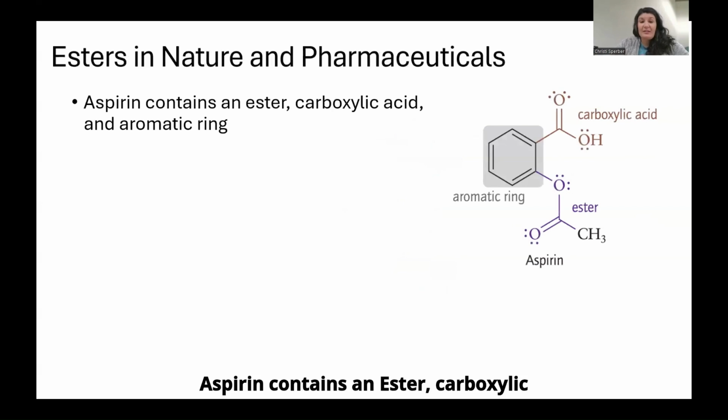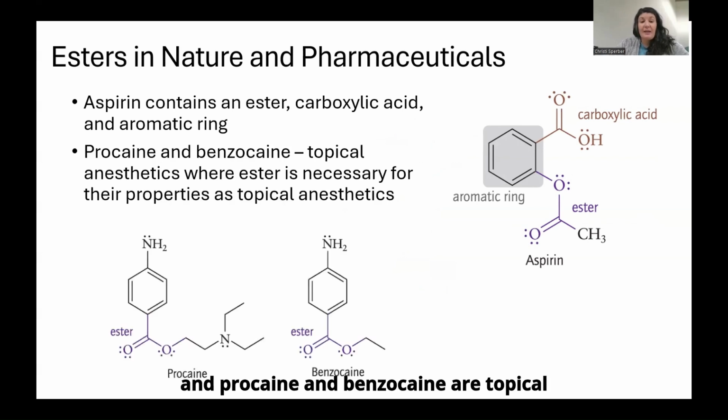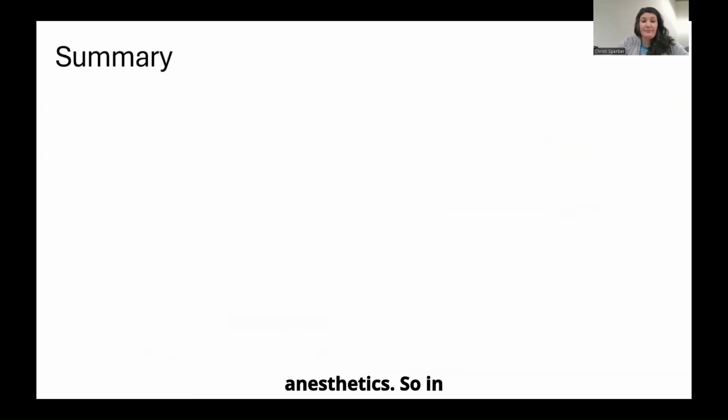Aspirin contains an ester, carboxylic acid, and aromatic ring. And procaine and benzocaine are topical anesthetics, where ester is necessary for their properties as topical anesthetics. So they have other functional groups within their structure, but the ester is necessary for their properties in order to work as topical anesthetics.